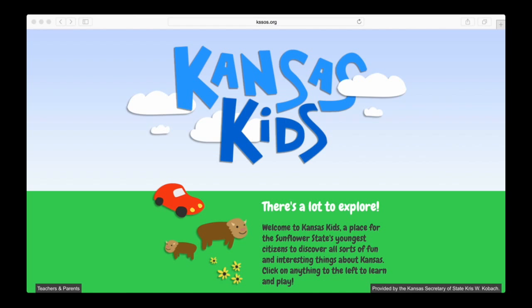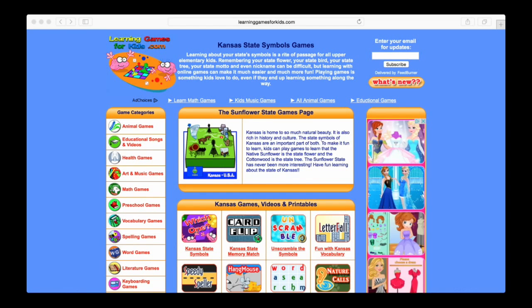Our first one is Kansas Kids. This one is brought to you by the Kansas Secretary of State. And on this website, there are coloring pages based on Kansas and then places to visit in Kansas. This one would be more geared to younger students on the coloring end and then older students on the traveling end.